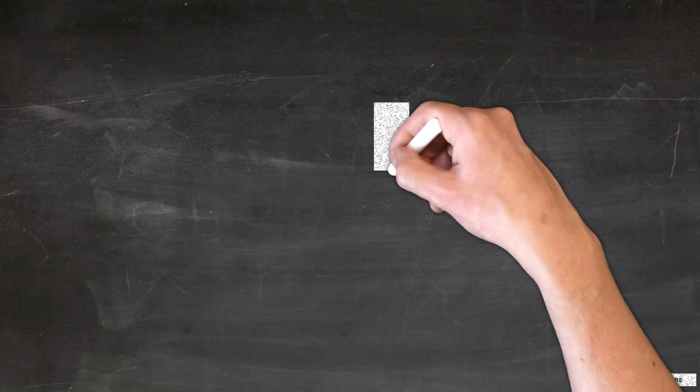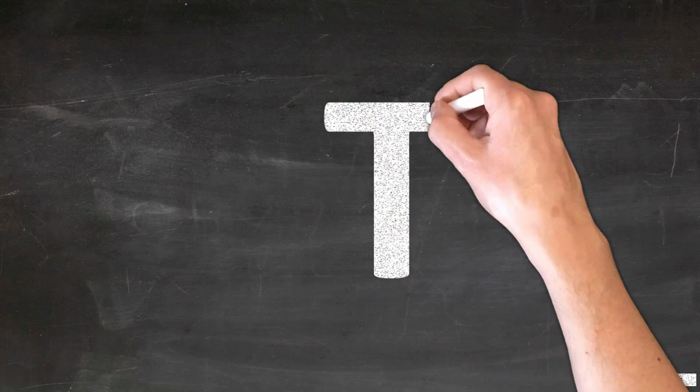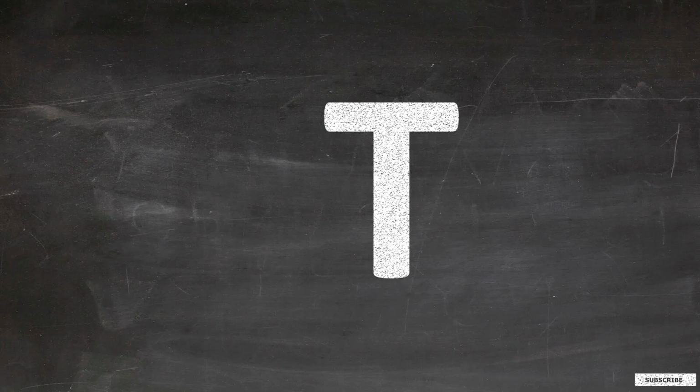Start from the top, draw a standing line to the down. Go back to the top, draw a sleeping line across. This is capital T.